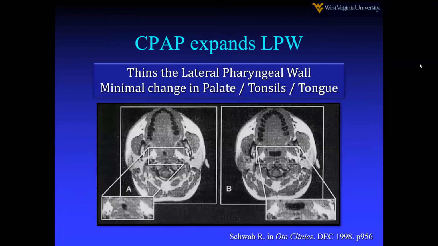And then the lateral pharyngeal wall, you can see the fat pads in white, not a whole lot different, but there's a lot of tissue, and what happens, CPAP presses laterally. So that's how CPAP works. It expands the airway in a lateral dimension. It does not push the tongue forward. It does not compress the tonsils.